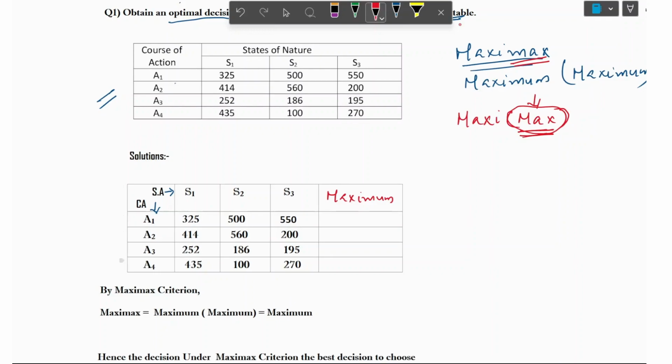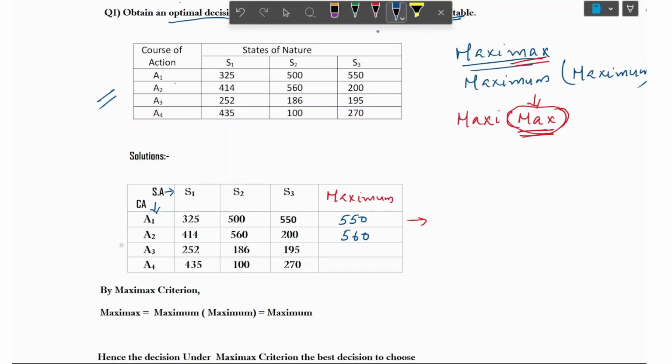What is the meaning of maximum here, in the extra column? That means in this row, that is A1, the A1 corresponding values are 325, 500 and 550. Therefore, you are going to check which is the smallest value among 325, 500 and 550. Sorry, which is not minimum, which is the maximum value, that is 325, 500, 550, which is the maximum value, that is 550 you are going to fill. Now here 414, 560, 200, which is maximum, 560. That means this is against your course of action A2.